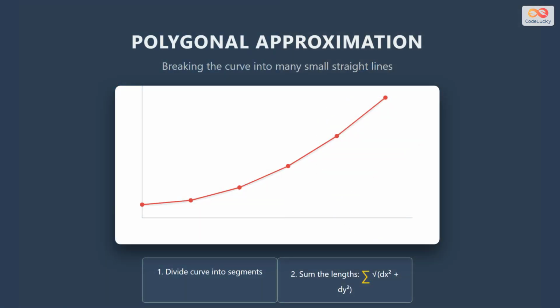We can approximate the entire length of the curve by breaking it into several straight line segments. We connect points along the curve and sum up the lengths of these individual chords. This gives us a rough estimate, but it is not perfect yet.